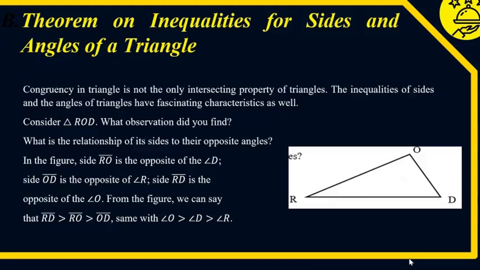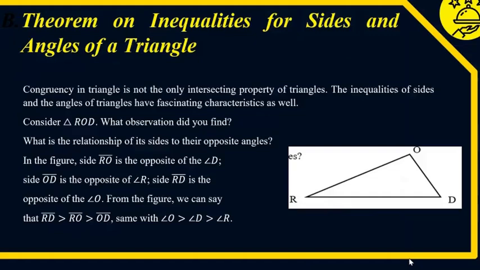Consider the triangle ROD in the right side figure. What observation did you find? What is the relationship of each side to their opposite angles? In the figure, side RO is opposite to angle D, and side OD is opposite to angle R. Side RD is opposite to angle O.